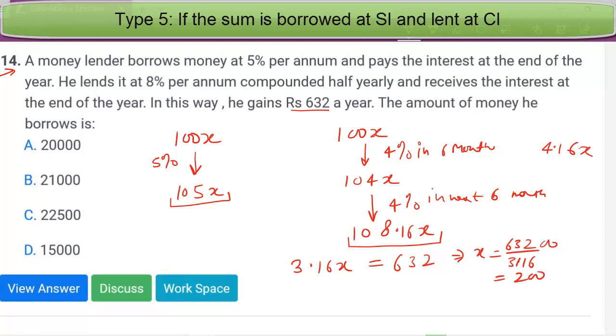So the question is the amount of money he borrows. So he borrows 100x, so that becomes 20,000. So option A is correct.